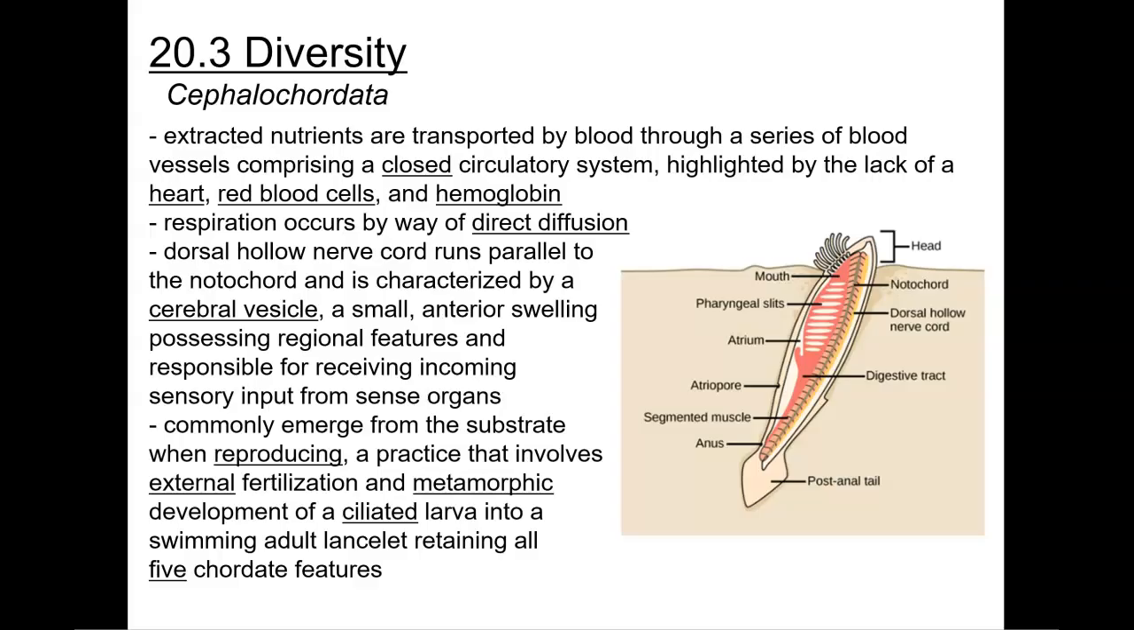Dorsal hollow nerve cords are going to run parallel to the notochord, and it's going to be characterized by cerebral vesicles, a small anterior swelling that possesses regional features and is going to be responsible for receiving incoming sensory input from the sense organs. It's commonly going to emerge from the substrate when reproducing, a practice that's going to involve external fertilization and metamorphic development of a ciliated larva into a swimming adult lancelet that retains all 5 chordate features. And so you can look over to the right-hand side and you can see these different features.